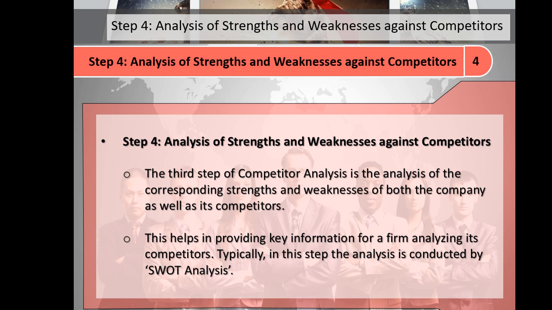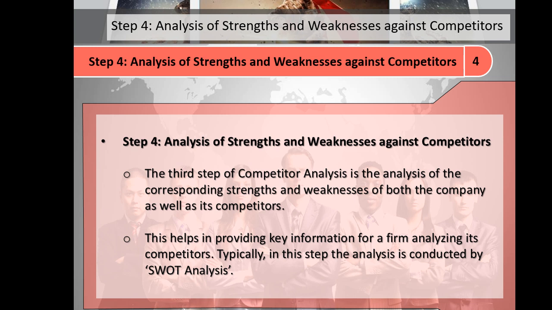Analysis of strength and weakness against competitors. The third step of competitor analysis is the analysis of the corresponding strengths and weaknesses of both the company and its competitors. This helps in providing key information for a firm analyzing its competitors. Typically, in this step, the analysis is conducted by what?